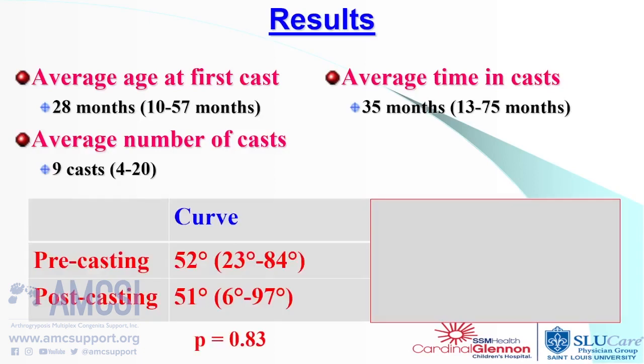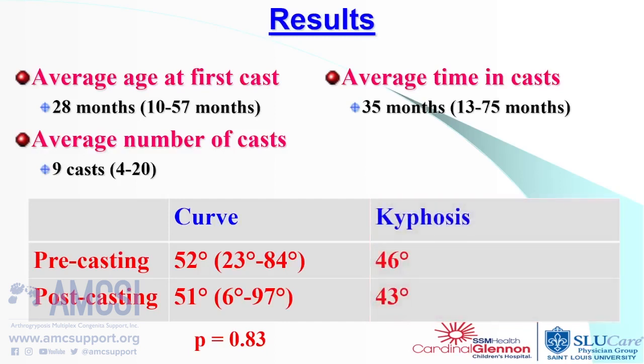If we looked at the average pre-cast size, it was about 51 degrees, and at the end, it was 52 degrees out of 51 degrees. So we really got very little change. And in comparison to a lot of other conditions that we treat, this is not very exciting results.